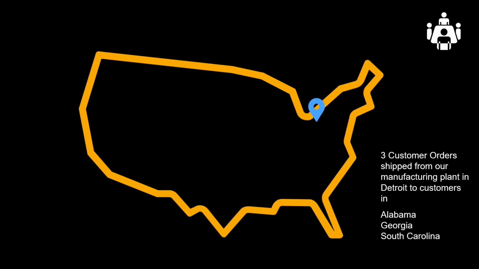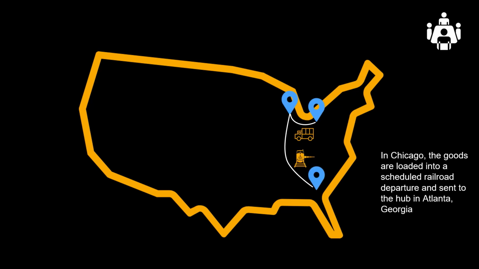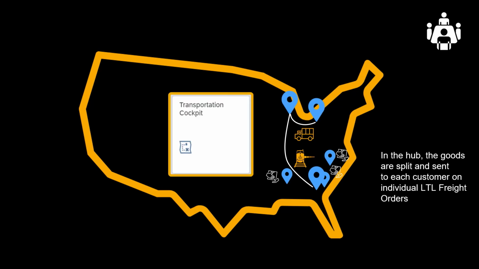Let us have a quick look at our scenario. We have three customer orders shipped from our manufacturing plant in Detroit to customers in Alabama, Georgia, and South Carolina. The goods are shipped together on a scheduled truck from Detroit to a terminal in Chicago. In Chicago, the goods are loaded into a scheduled railroad departure and sent to the hub in Atlanta, Georgia. In the hub, the goods are split and sent to each customer on individual LTL freight orders. We will execute all of our activities from the transportation cockpit.